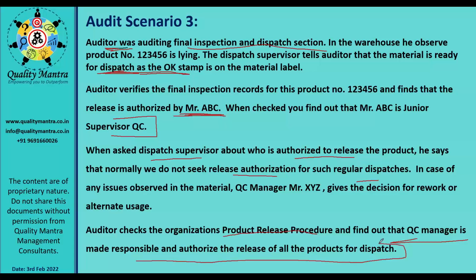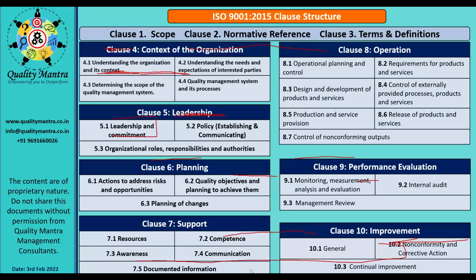Okay. So now everybody must be knowing that yes, this is related to the product release, not delivery of the product, release of the product. All these things are related to the product release, and that clause number is in the operation, and that is 8.6, that is release of products and services. So 8.6, you go to the 8.6. Then what is the requirement, what does the standard ask you?